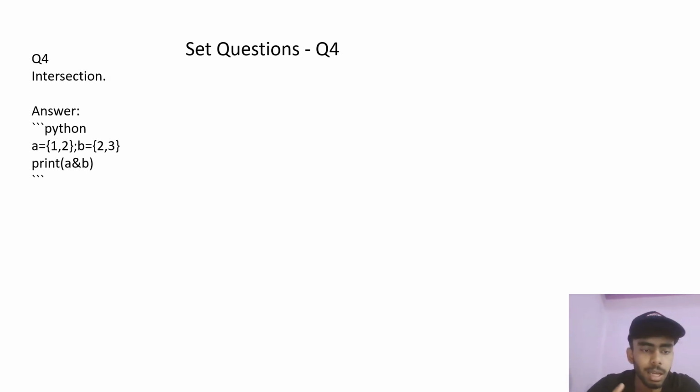Intersection. Intersection means common between both sets. So here, what is the meaning of this and? And means it must be present in both. And means both conditions should be true. So over here we are not finding any condition or something. Over here we are checking intersection. So here 2 and 2 both are in. So output will be 2.